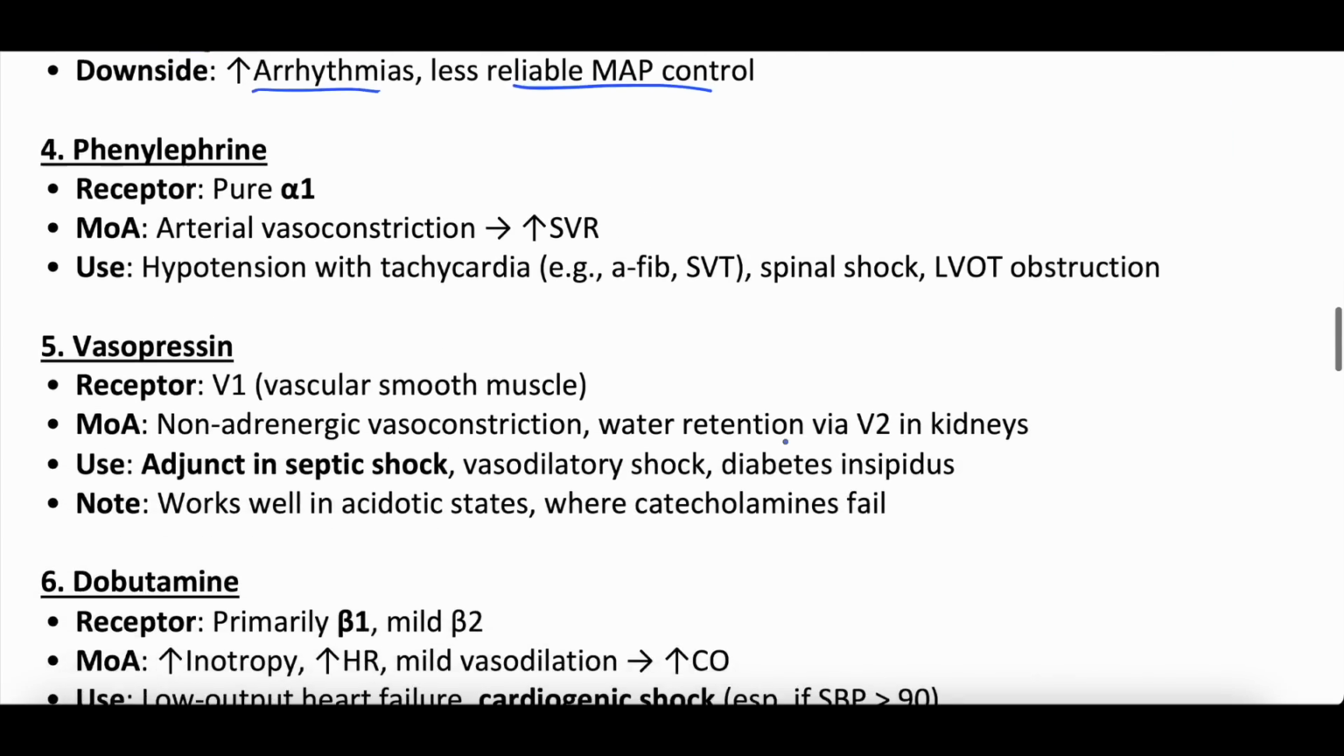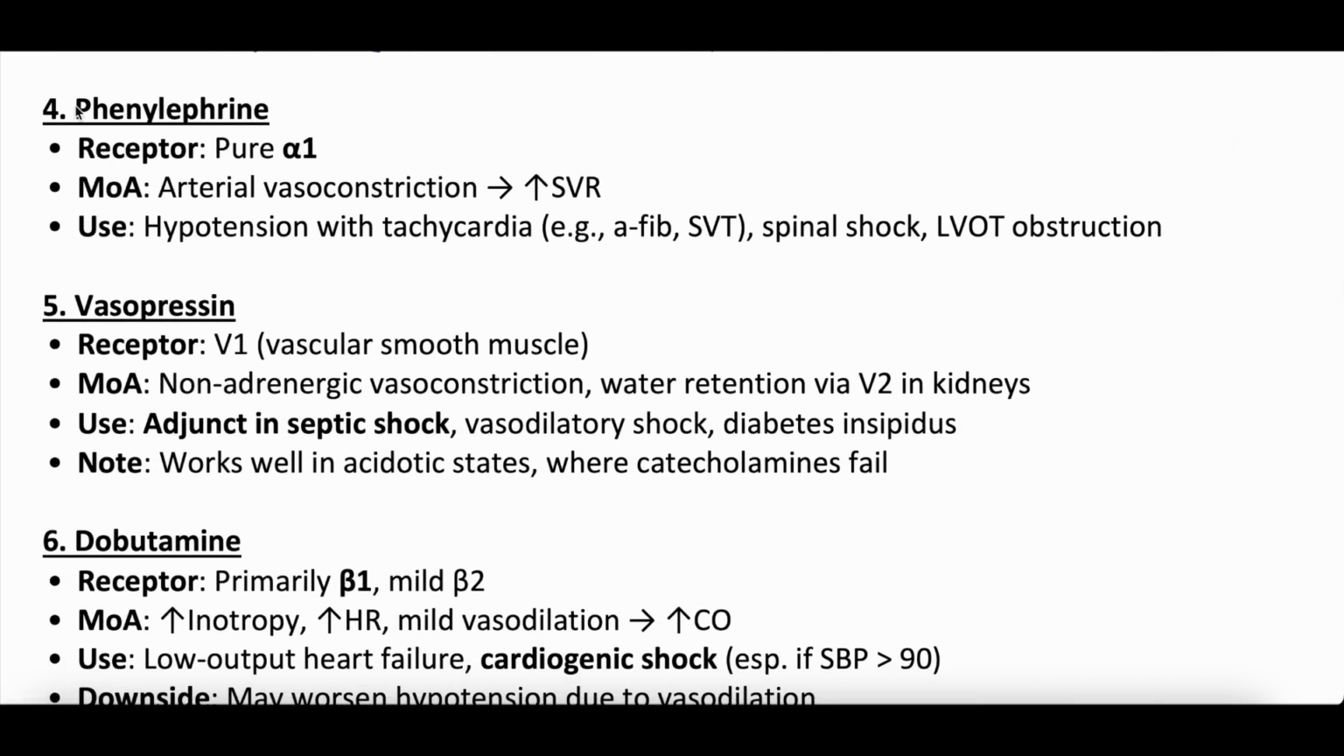All right, phenylephrine. This is that pure alpha-1, pure vasoconstriction, increasing SVR, increasing MAP. It has no heart effect, and it's good for hypotension with tachycardia, maybe. Spinal shock is a good one, so patients in neurogenic shock from a high spinal cord injury, phenylephrine is sometimes great for them because they just need that vasoconstriction, that increased SVR.